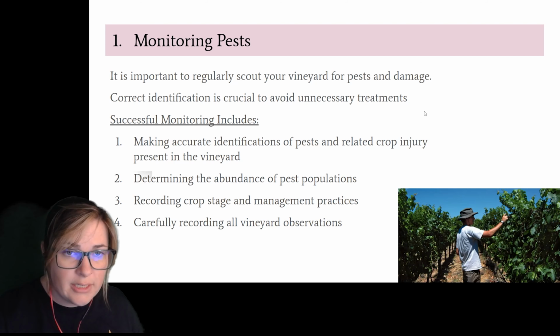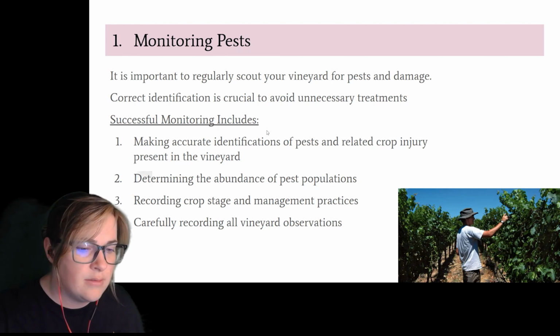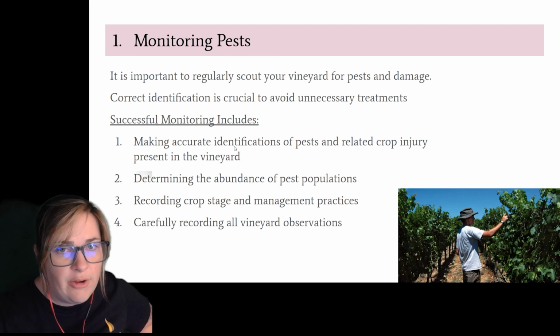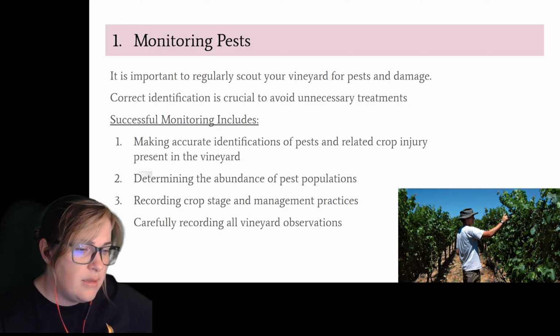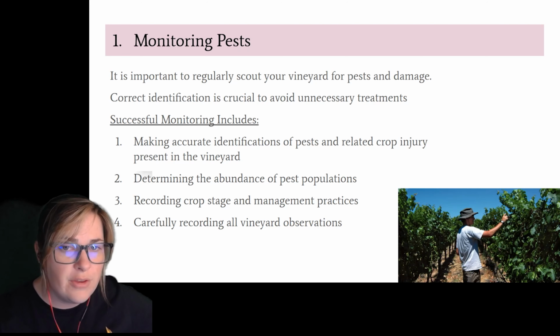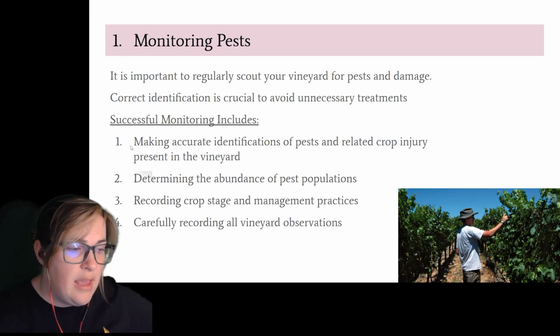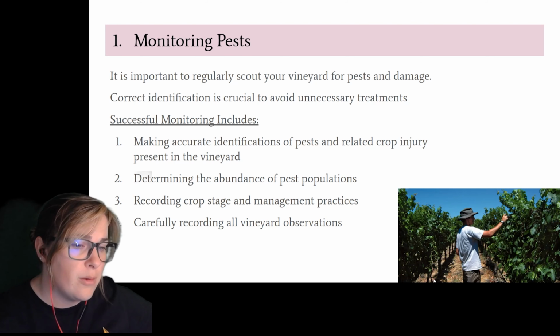Why? 1, you're wasting your time. 2, you're wasting your money. And 3, you could be harming something else in your vineyard that you don't need to be. Cool. So it's very important that we make accurate identifications, determine the abundance of pest populations, record the stage of the crop and your management practices, and then also any and all vineyard observations during the process. So that could be a very good question too. That could be a select all that apply, or I could say, what does successful monitoring in a vineyard include? And then I'd refer to these 4 different components.